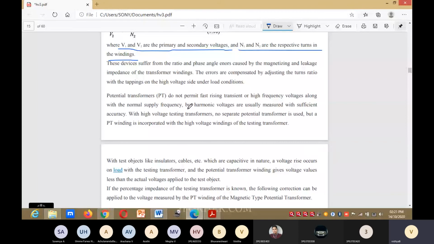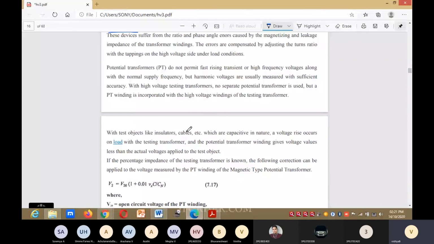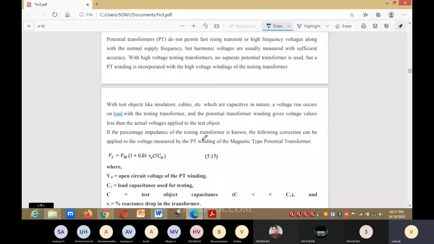With test objects like insulators and cables, which are capacitive in nature, a voltage rise occurs on load with the testing transformer, and the potential transformer winding gives voltage values less than the actual voltage applied to the test object. If the percentage impedance of the testing transformer is known, the following correction can be applied to the voltage measured by the PT winding of the magnetic type potential transformer.